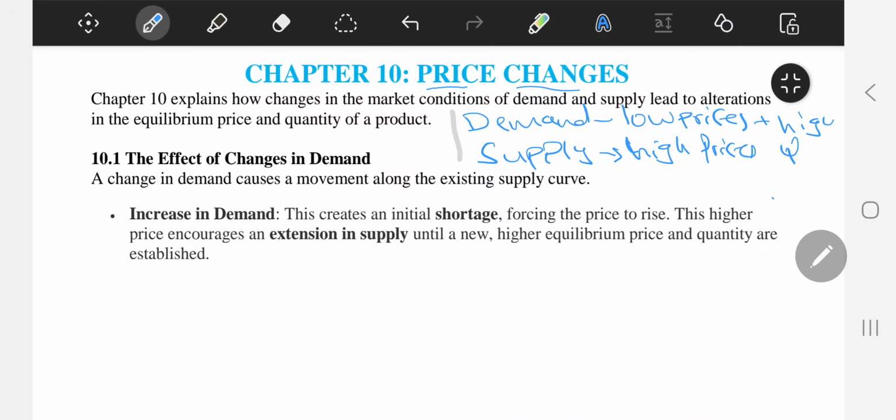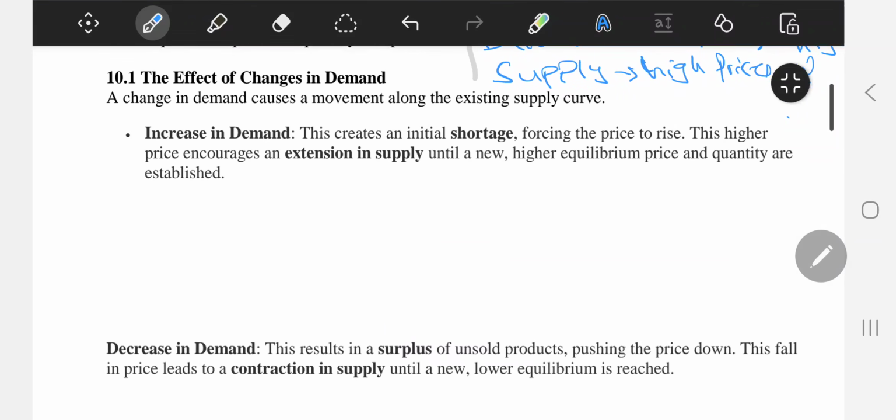So in case there's an increase or a decrease in demand, what can change this? Initially, if there is an increase in demand, what's going to be created is a shortage, and the price is going to rise, and the high price is going to encourage an extension in supply until we find a higher equilibrium price and quantity. I'm going to show you that in a diagram right here.